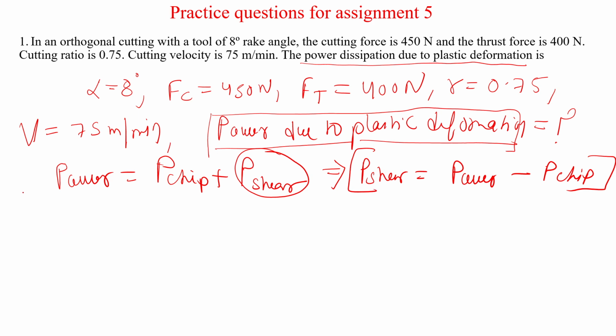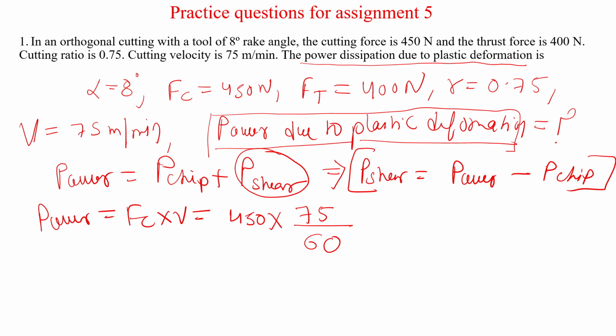So total power is how much? Cutting force into cutting velocity. Cutting force is 450 Newton and cutting velocity is 75 meter per minute, but we want the power in watt or kilowatt, so we will divide it by 60 to make it meter per second, right? It would come around 562.5 watts.